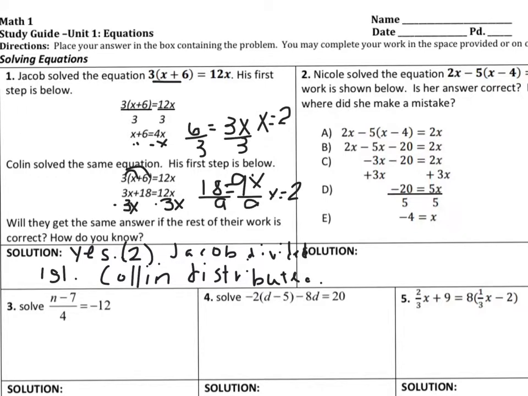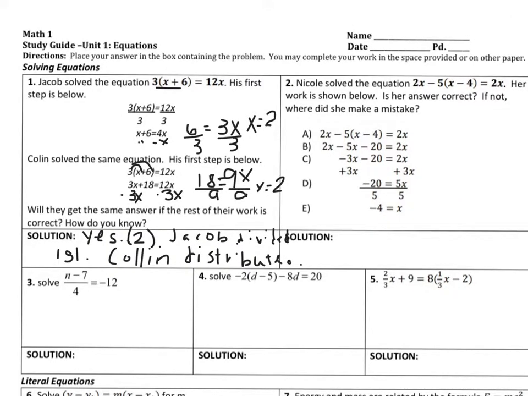Let's take a look at number 2. It says Nicole solved the equation 2x minus 5 times x minus 4 equals 2. Oh, hang on, I can't even see the rest of the problem. Give me a sec. Okay. Her work is shown below. Is her answer correct? If not, where did she make the mistake?